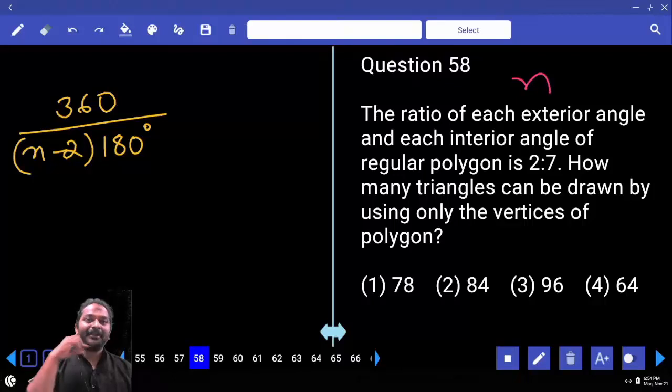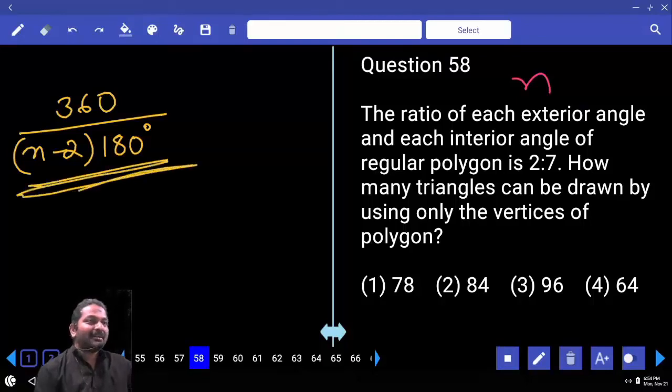Internal angle, sum of internal angles for a triangle. Triangle has how many sides? Substitute, is it fine? Quadrilateral, internal angle, substitute. 4 minus 2, 2 into 180, is it fine?